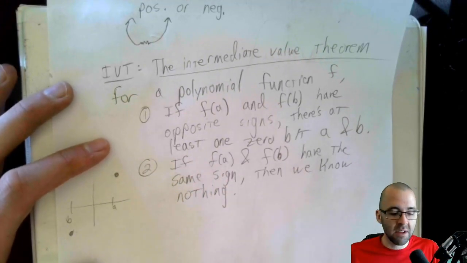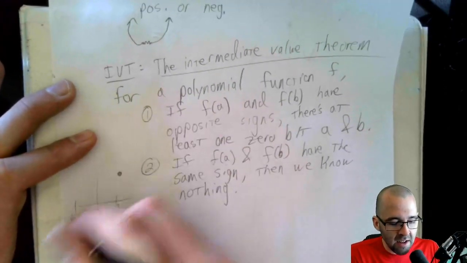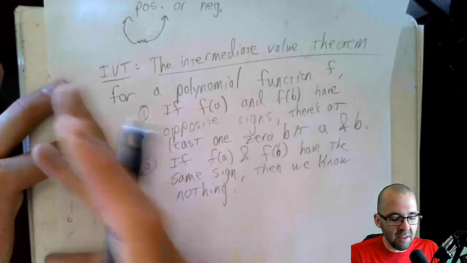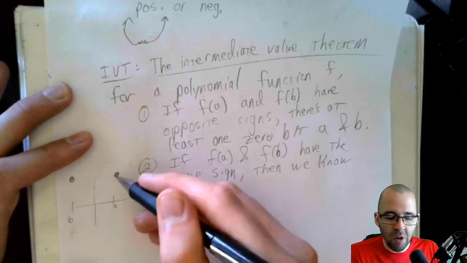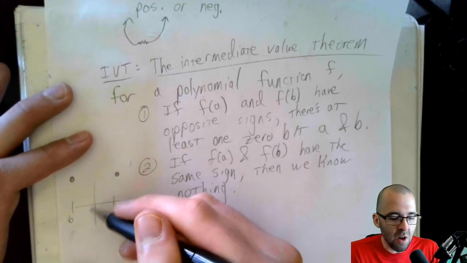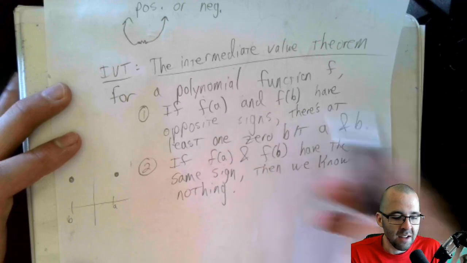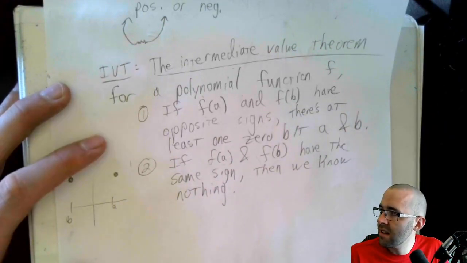Okay, it's inconclusive, right? If they were both positive or they were both negative, well, yeah, maybe we cross, but maybe we don't. We don't know whether we cross the x-axis. This theorem doesn't tell us anything.